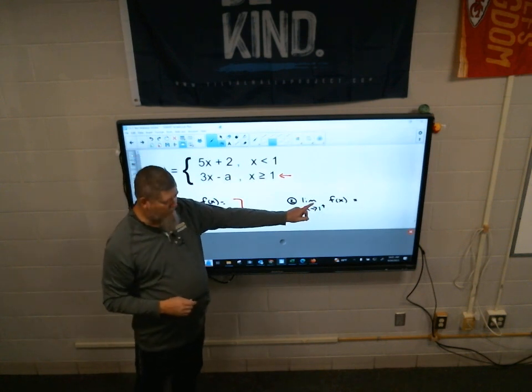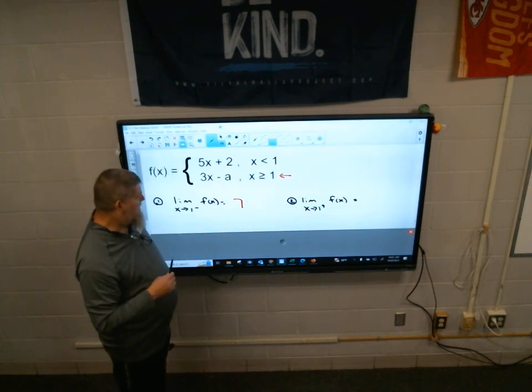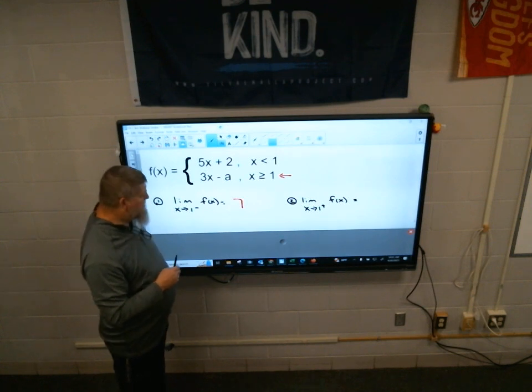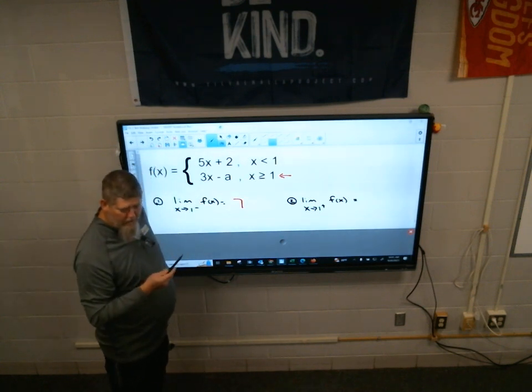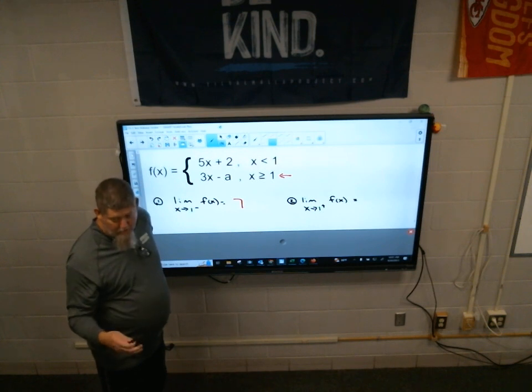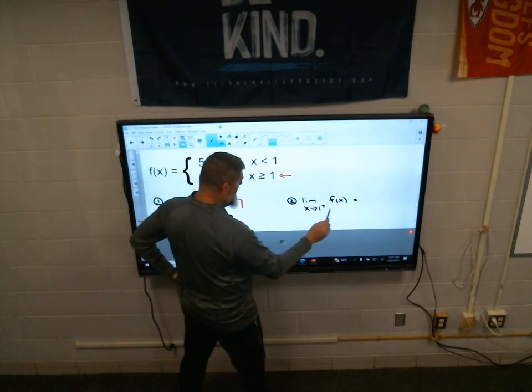The limit as x approaches 1 from the positive side. What goes in for x? 1. What goes in for a? We don't know. That's what we're solving for. So it's just going to be 3 minus a.